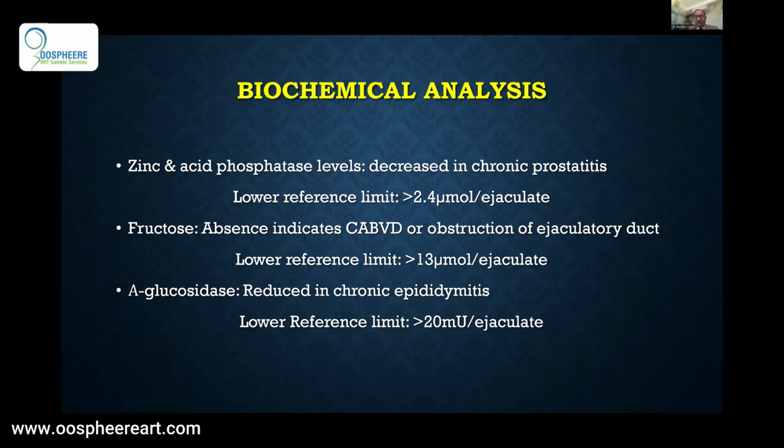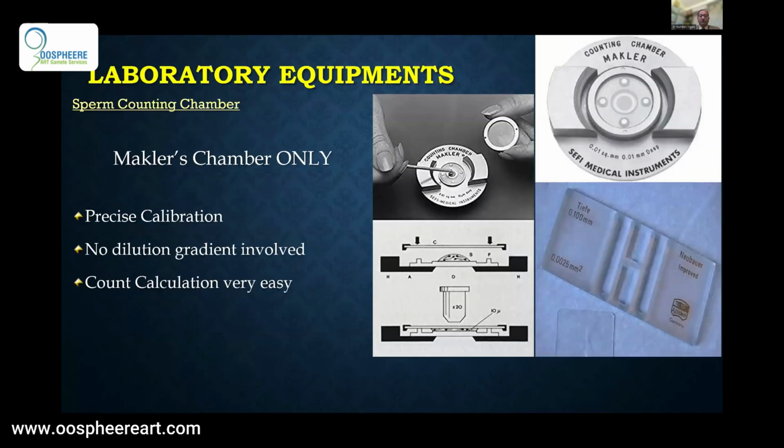Again, absence of fructose, as I said, congenital absence of vas deferens is one possibility, or obstruction of the ejaculatory duct, because the source of the fructose is the seminal vesicles. Alpha glucosidase is again reduced in chronic epididymitis, this is the cutoff. But generally, in routine lab semen analysis, other than fructose, you don't see zinc, acid phosphatase levels and glucosidase.